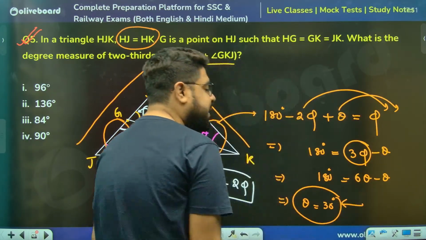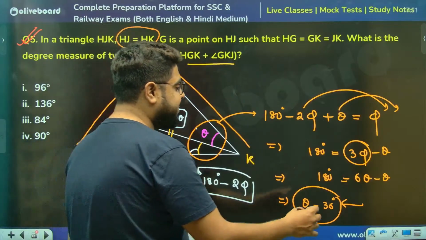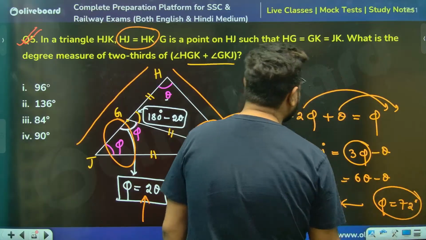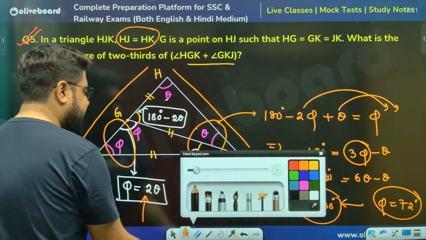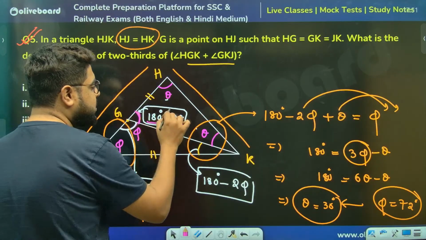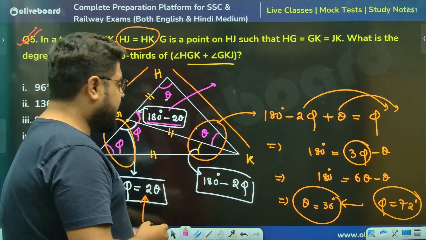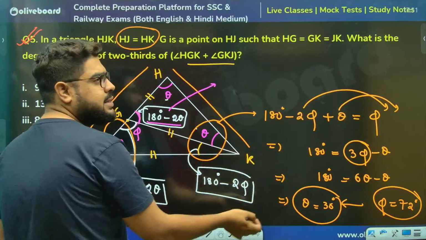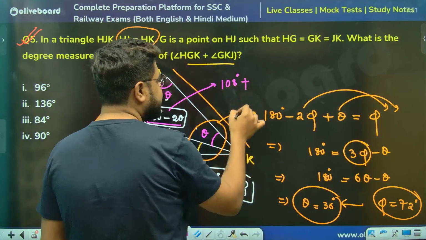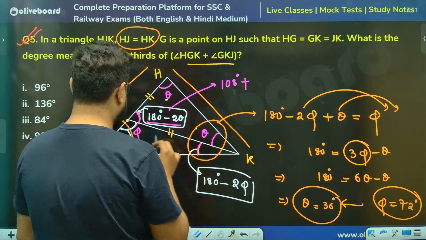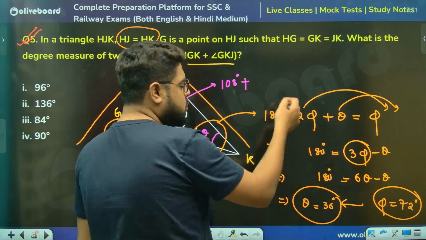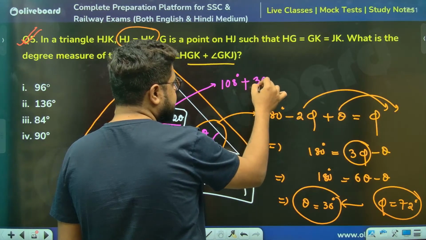Once I know theta is 36, phi will be double. Phi is 72 degrees. Once I know phi, I can figure out any angle they are asking. One angle was this one, 180 minus 2 theta. What will this angle be? 180 minus 2 theta is 180 minus 72, so 108 degrees, plus GKJ, meaning this angle. GKJ is 180 minus 144, so this is 36 degrees.